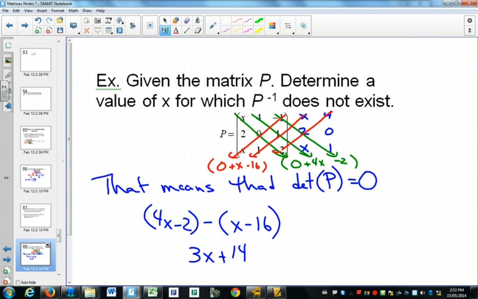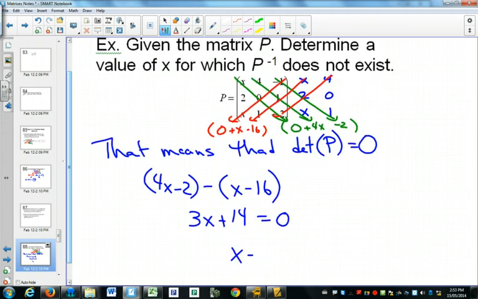So our determinant is 3x plus 14. If we make that equal to 0, then you can see that if x is negative 14 over 3, then our determinant would equal 0, and then P inverse would not exist.